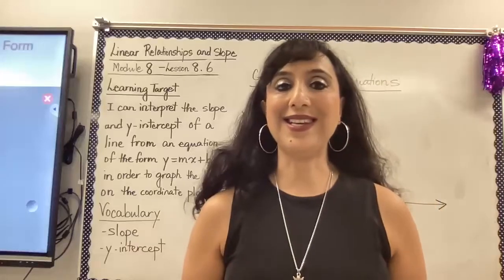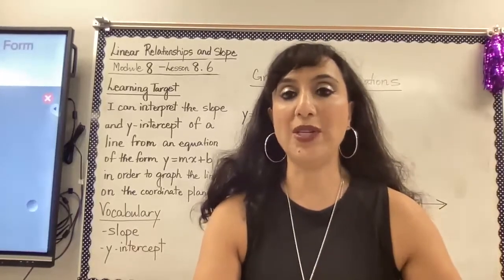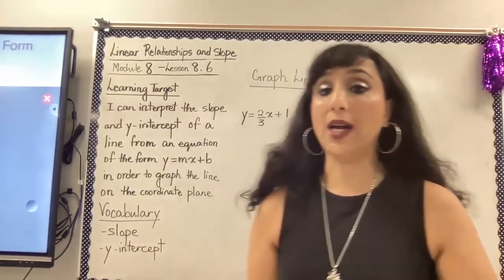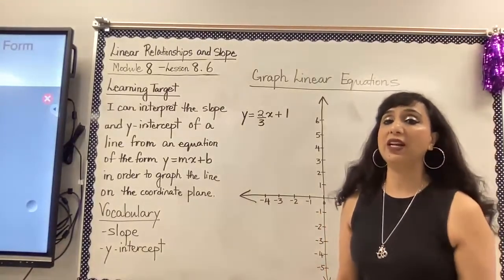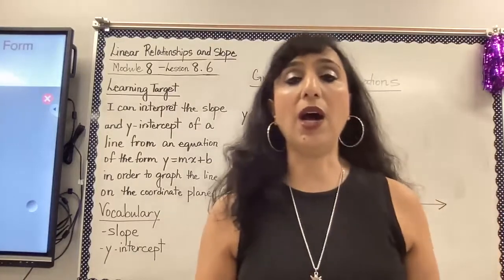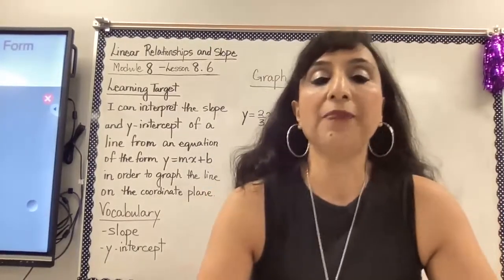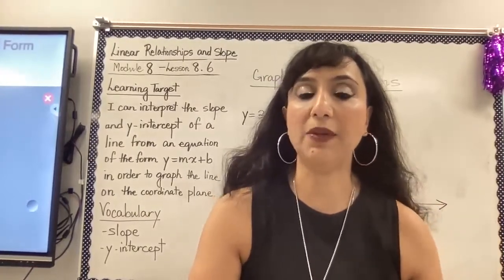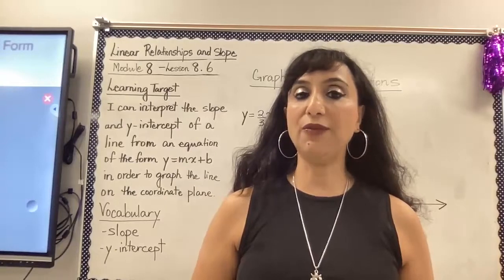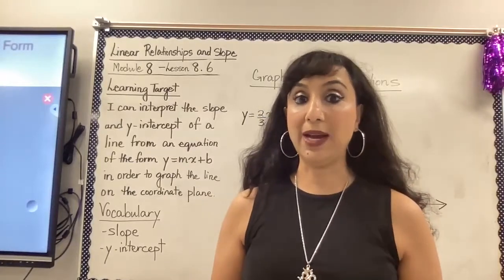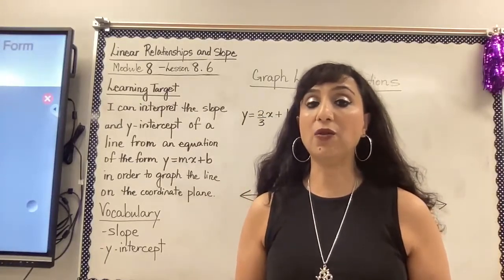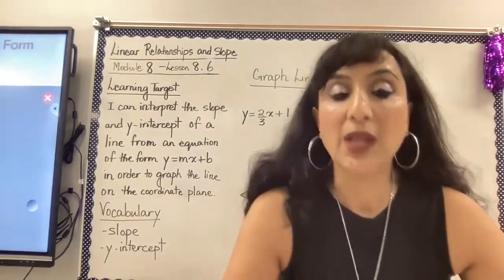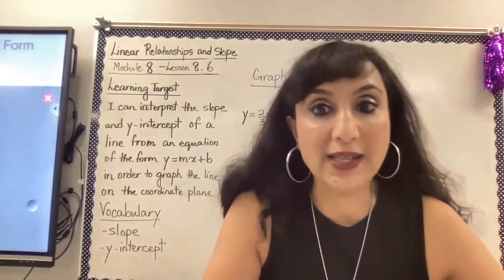So, the last lesson in Module 8, Lesson 8.6, under linear relationships and slope, is going to be graphing linear equations. Our learning target over here: I can interpret the slope and y-intercept of a line from an equation of the form y is equal to mx plus b in order to graph the line on the coordinate plane. Our vocabulary is going to be slope and y-intercept.